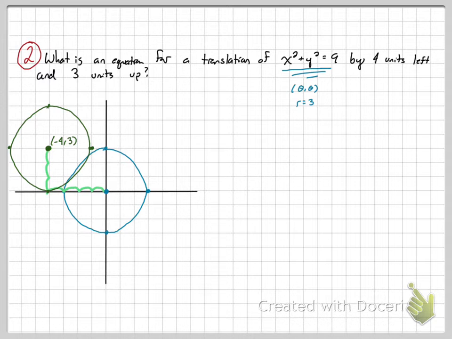Now I can write an equation for my new circle. My new circle has a center at (-4, 3), and the radius is still 3 there. So plugging that into my equation, the equation of that new circle would be (x + 4)² + (y - 3)² = 9.